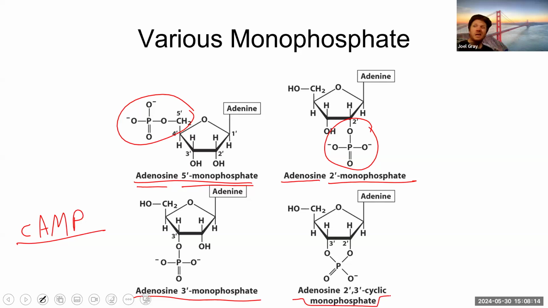Now, cyclic AMP could also be a 3',5' cyclic monophosphate, in which case that phosphate group is kind of buckled underneath that ring structure. It's possible. But this designation right here shows we've got a phosphate group on our 2' and 3' carbons, where a ring results from that. Does everyone follow that? Okay, cool.